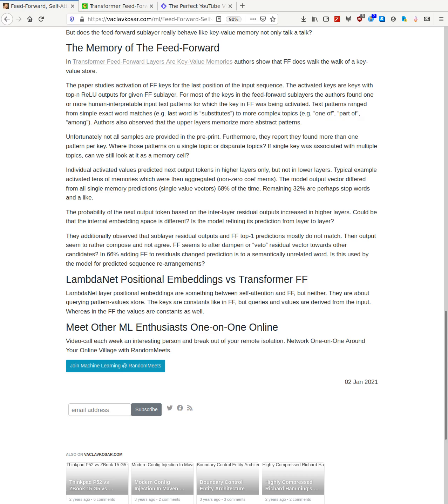But in LambdaNet, that's not the case. In LambdaNet, keys do not depend on the input, but the query and value do. In the transformer feed-forward layer, queries depend on the input, but the keys and values do not. In self-attention, query, key, and value all depend on the input.